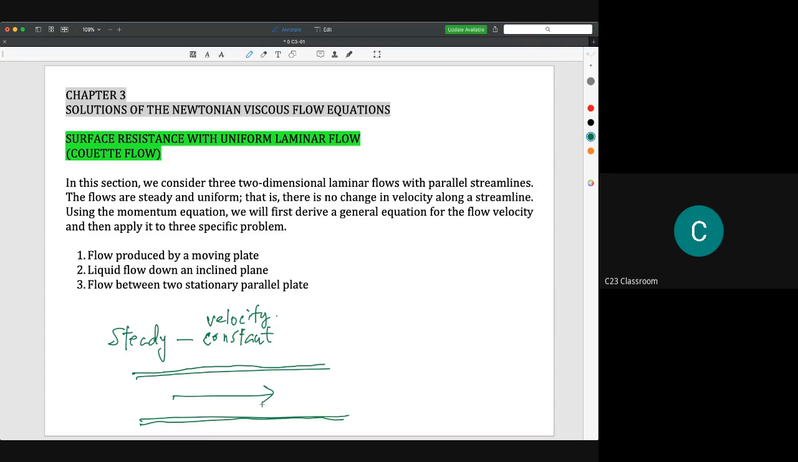Okay, so here, if the fluid flows like this, and you have two points, one point here and another point here, you will find that the velocity at point number one is constant and remains the same at point number two. Okay, meaning that the velocity does not change along the streamline.